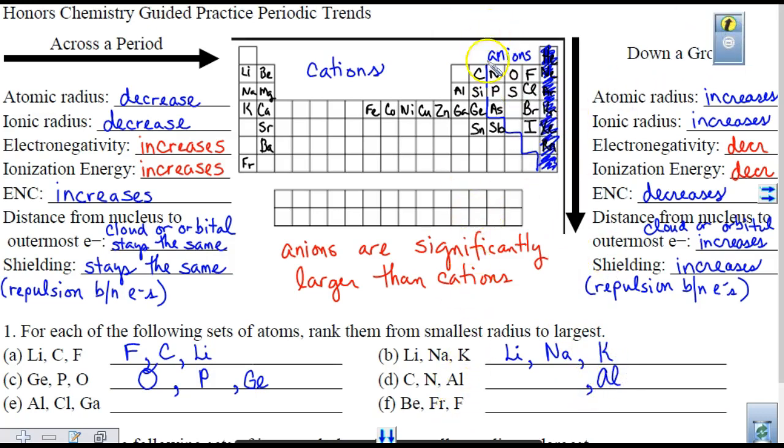So that means we just have to compare carbon and nitrogen. And since nitrogen is farther to the right, nitrogen is going to be smaller than carbon, so nitrogen should be listed first, carbon second.